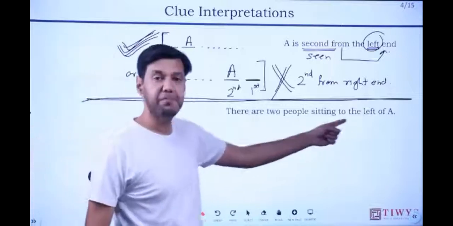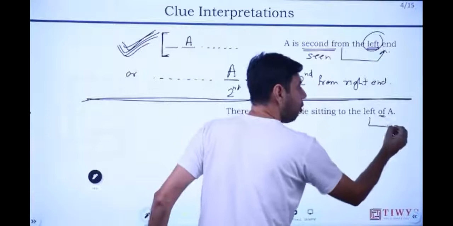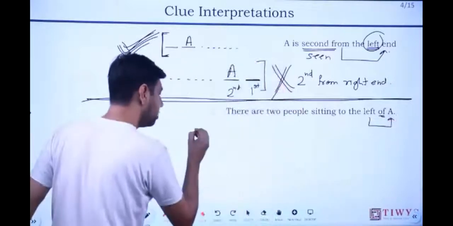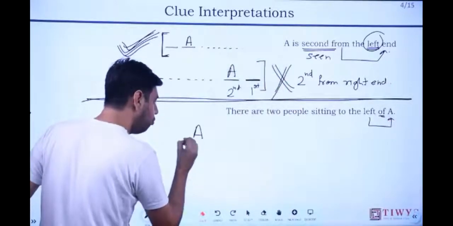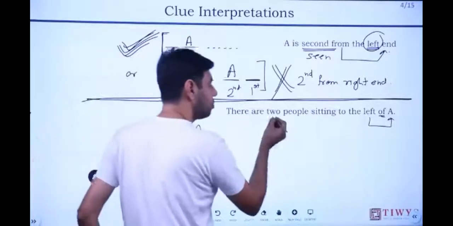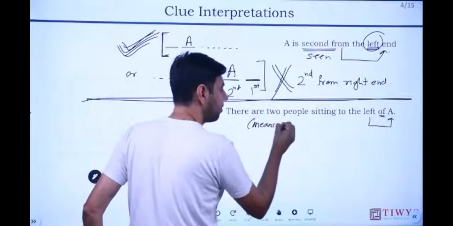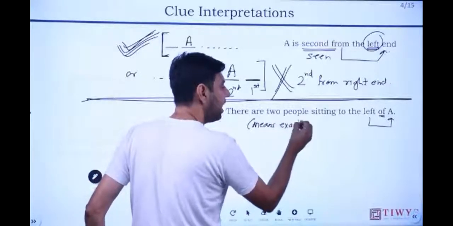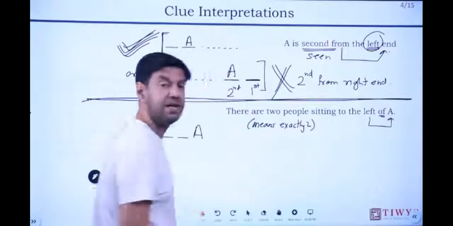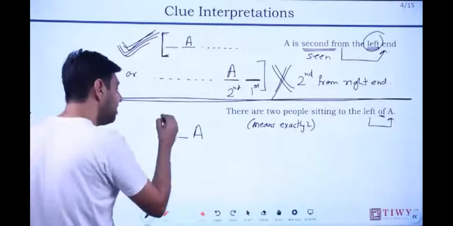There are 2 people sitting to the left of A. So the reference is A. You start with A and there are 2 people sitting to its left. And when they say 2, students, it always means exactly 2. If it did not mean exactly 2, they would have written at least, at most, or so on. Because nothing is written, this is an end.